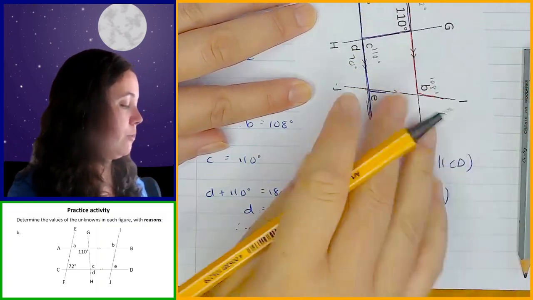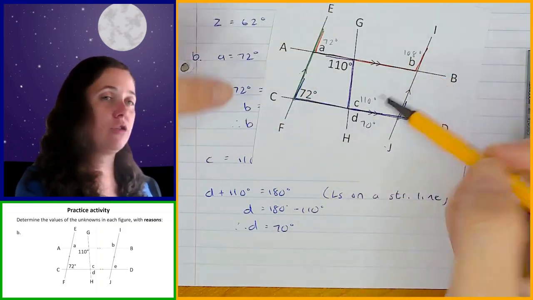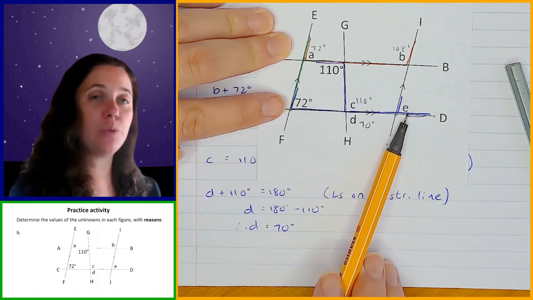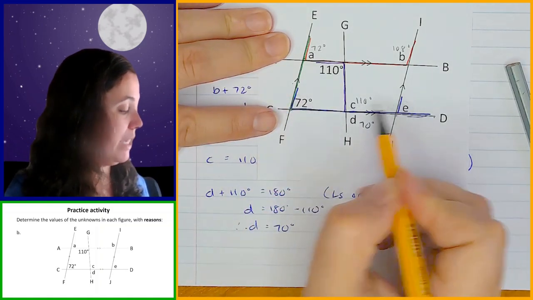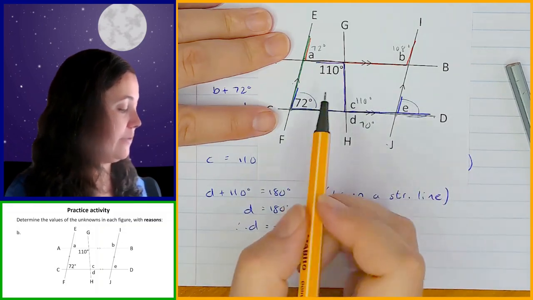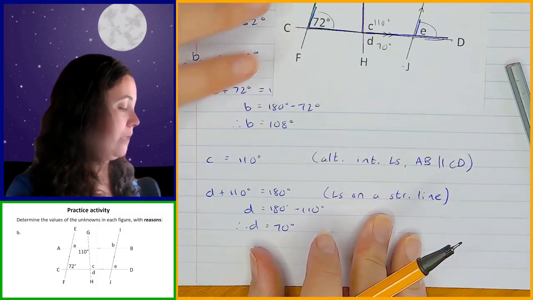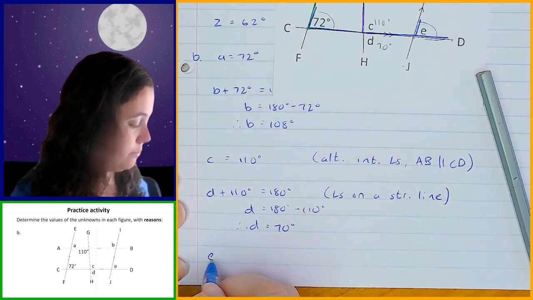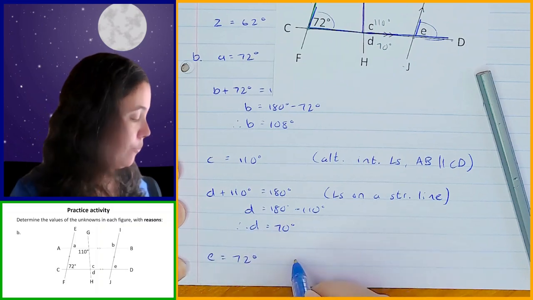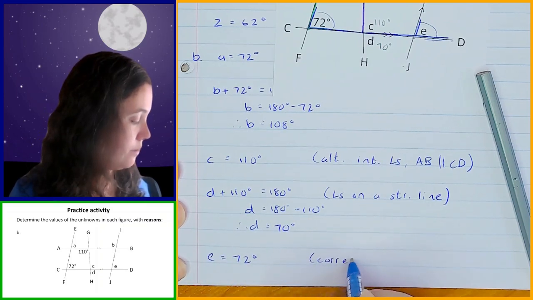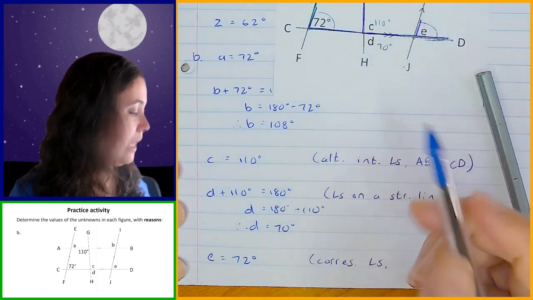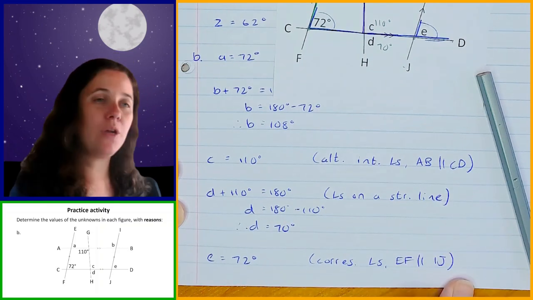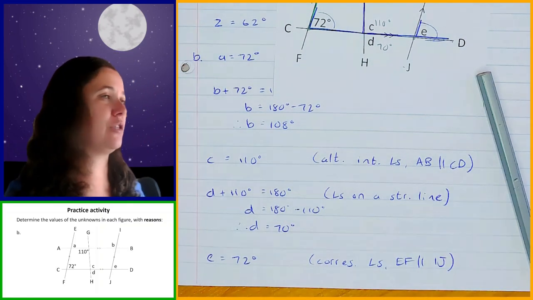They are corresponding to each other. They are both on the same side of the transversal, so in this case they're both above the transversal, and they're both in matching positions to each other. So they both are on the left hand or the right hand side of the parallel lines in this case over here. So they are what we call corresponding angles, and they are going to be equal to each other. So E is equal to 72 degrees. And my reason for that is corresponding angles with EF parallel to IJ. Okay, and that's what you should have got for that example.